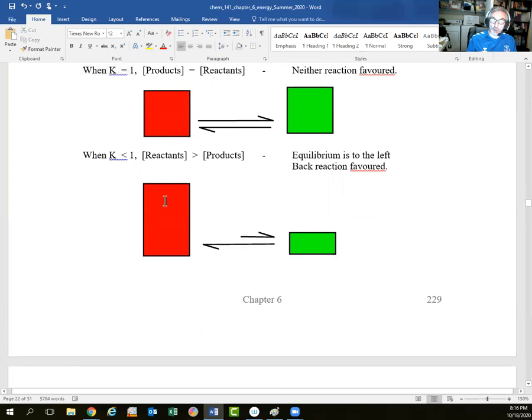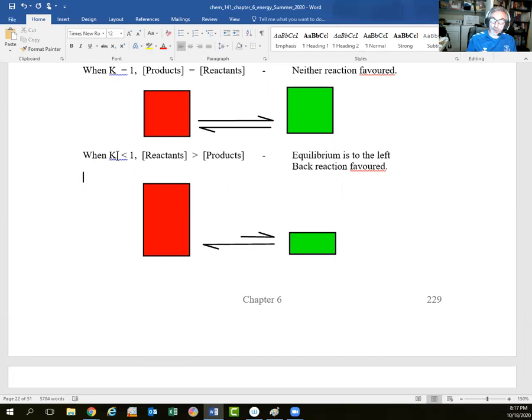However, if you had mostly the reactants compared to the products, we would get a value much less than 1. Because remember, it's the products divided by the concentration of the reactants. So if it's a bottom-heavy calculation, we get a very small value. If it was virtually all the initial reactants, it'd be something like 10 to the power of minus 6, the value.